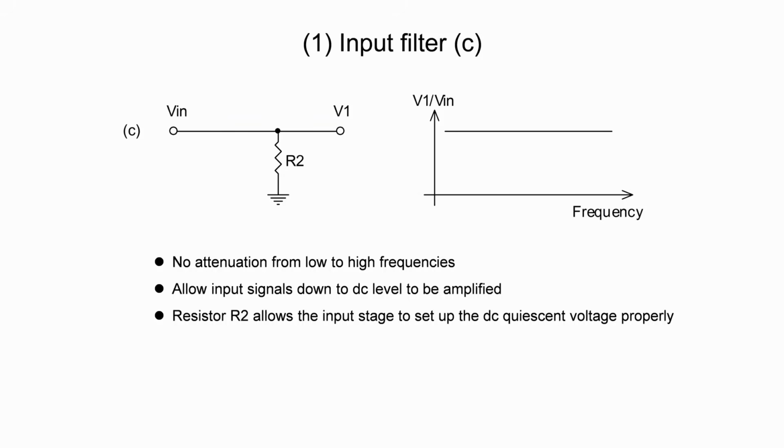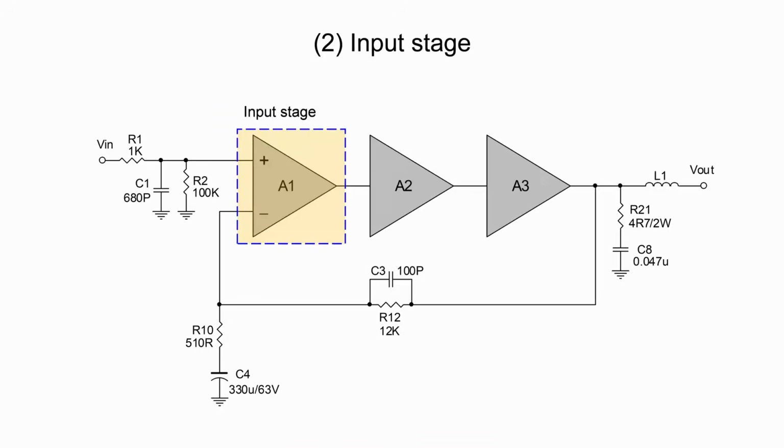This is the input filter, C. As a matter of fact, it is just a resistive network rather than a filter, because it does not contain any capacitor or inductor. It is just one resistor, which is in place so that the DC quiescent voltage can be set up properly. This arrangement is commonly found in op-amp applications.